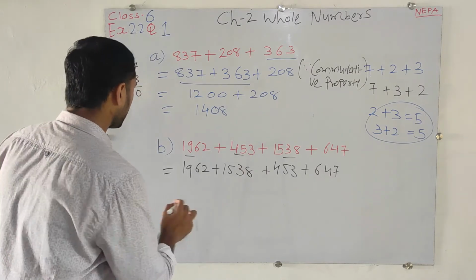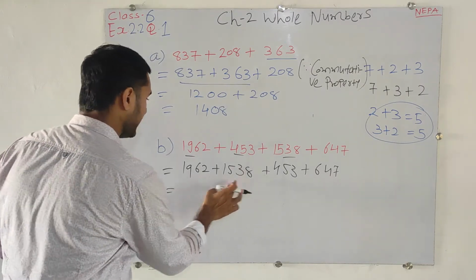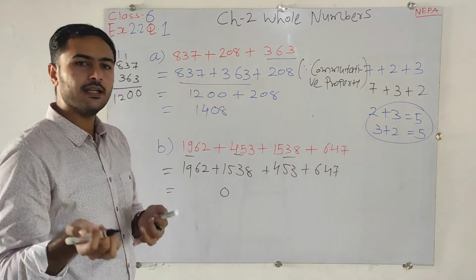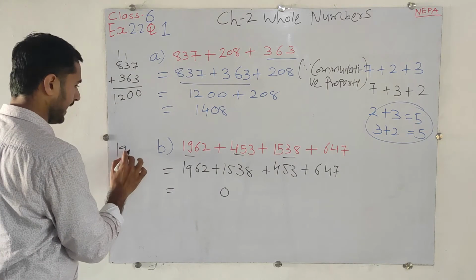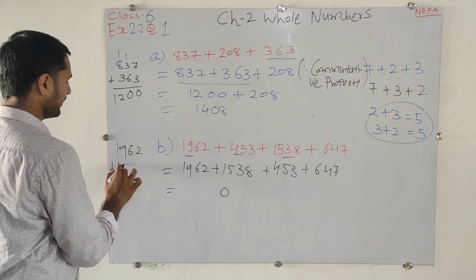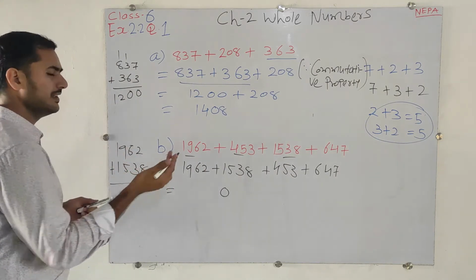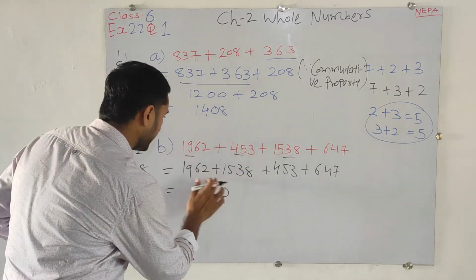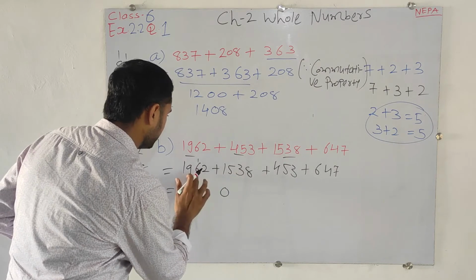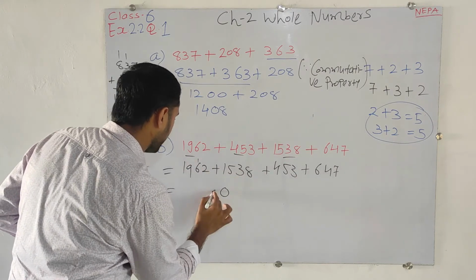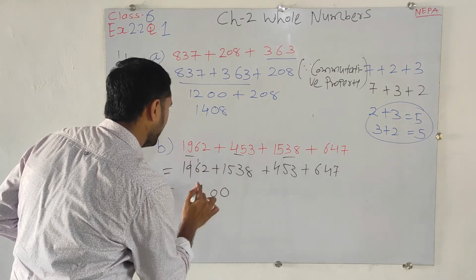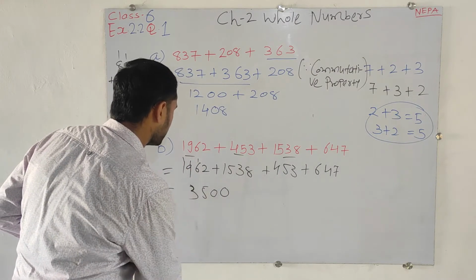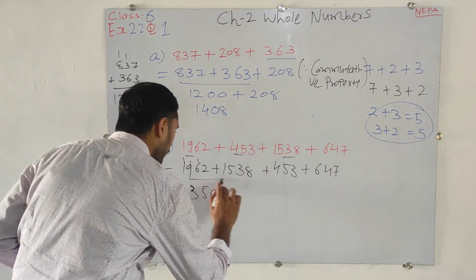Now in the next step, I will add these two numbers. So 8 and 2, 10. I am doing it horizontally. If you cannot understand, you can follow this method like 1962 plus 1538. In both ways you will get the same answer. But here I am going to do it horizontally only. 8 and 2, 10, 1 carry; 6 and 3, 9 and 1, 10, 0, 1 carry; 9 and 1, 10 and 5, 15, 1 carry; 1 and 2 and 1, 3. Okay, so the answer is 3500 for these two numbers.